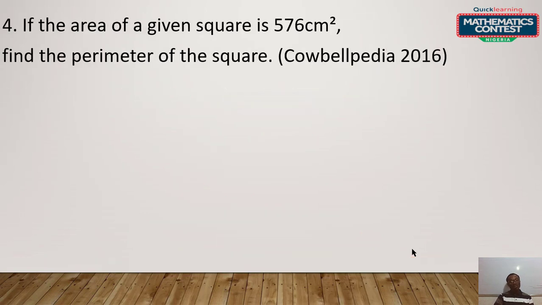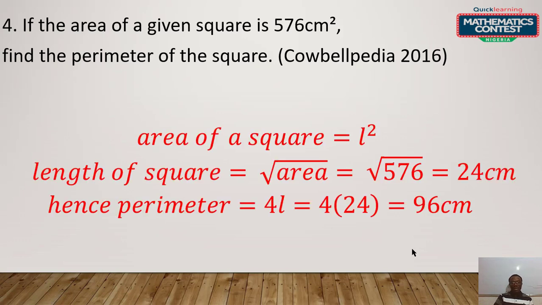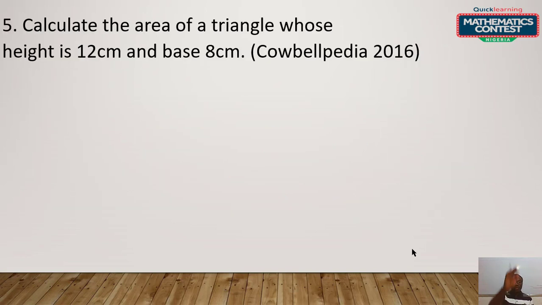Now in question number 4, we're told that if the area of a given square is 576 centimeters squared, find the perimeter of the square. This is actually simple too. The area of a square is L squared. So the length of the square is the square root of the area, which is the square root of 576, and the square root of 576 will be 24 centimeters. So hence the perimeter will be 4L, 4 times 24, which is 96 centimeters. So that is for number 4.